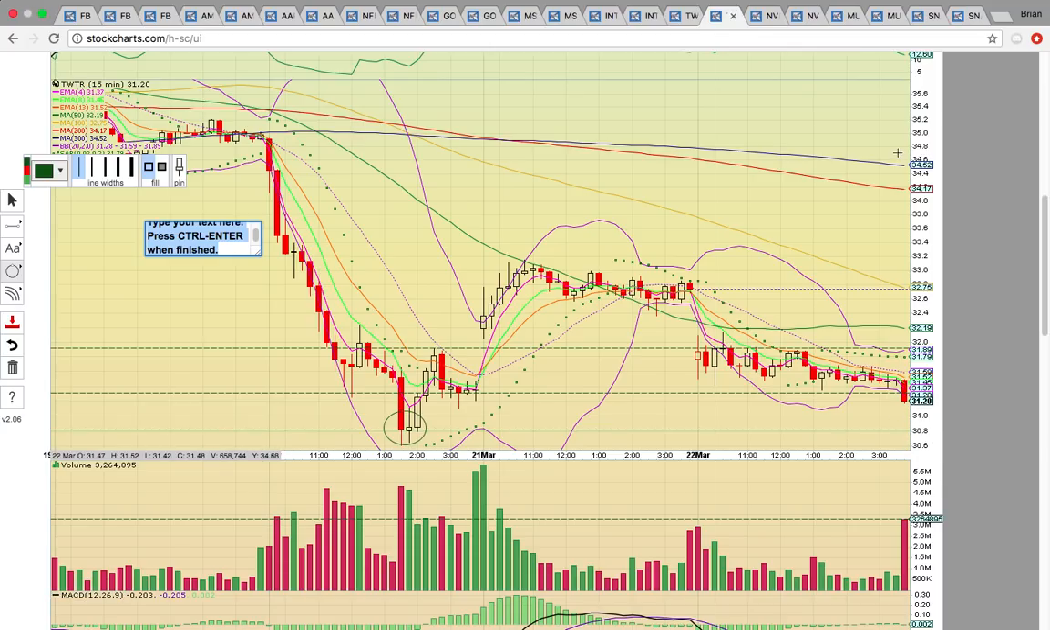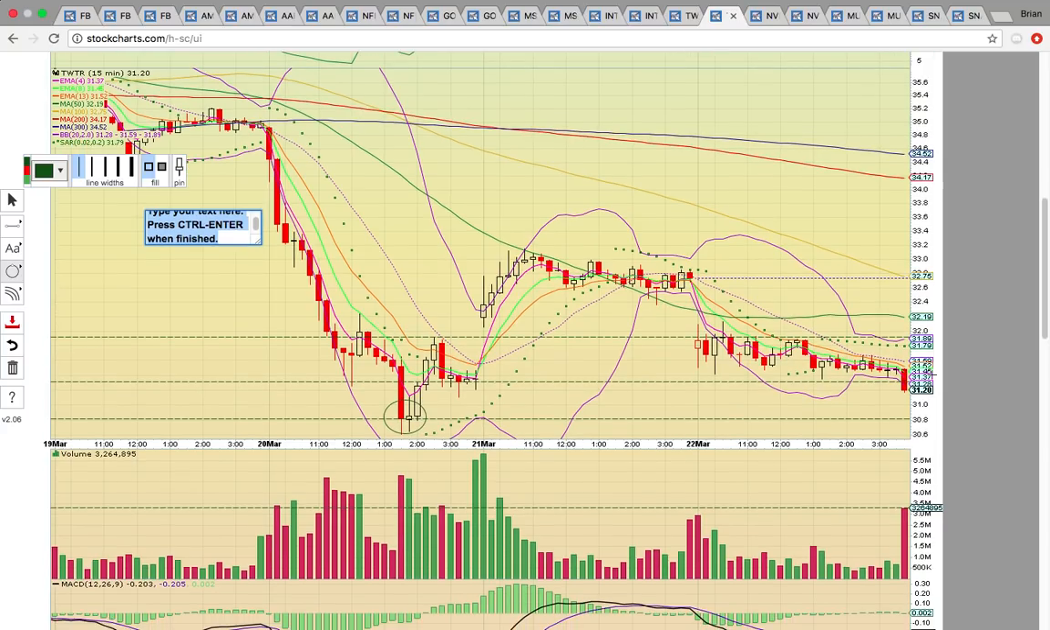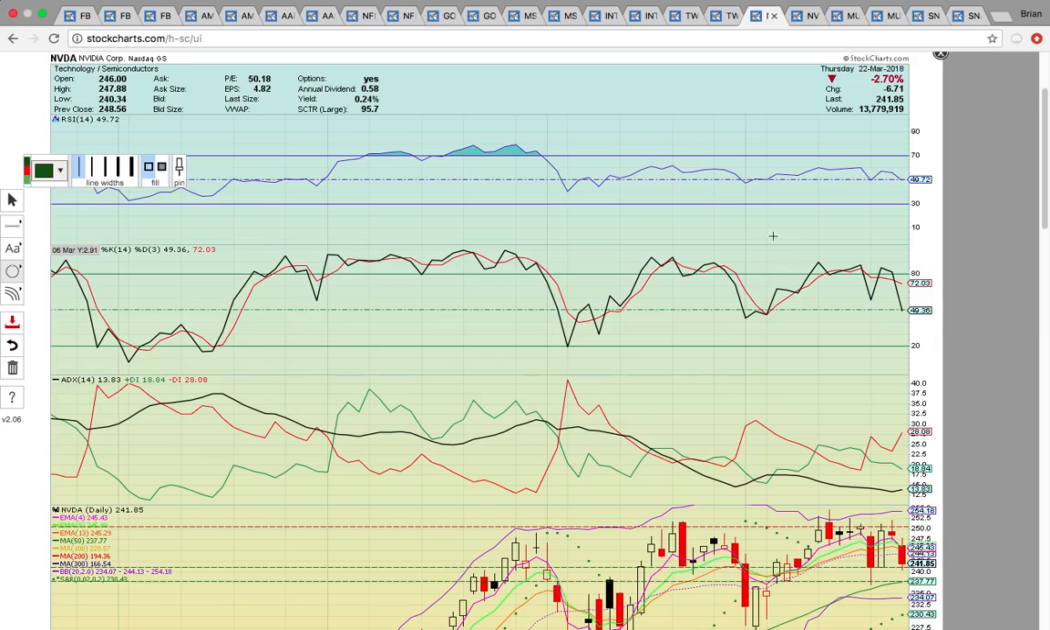Right now it's trading below all the moving averages. It's in a downtrend on the 15-minute chart. It has to get above the middle Bollinger Band and then above the 50 simple moving average at 32 to get that reversal going. Okay, let's look at NVDA.